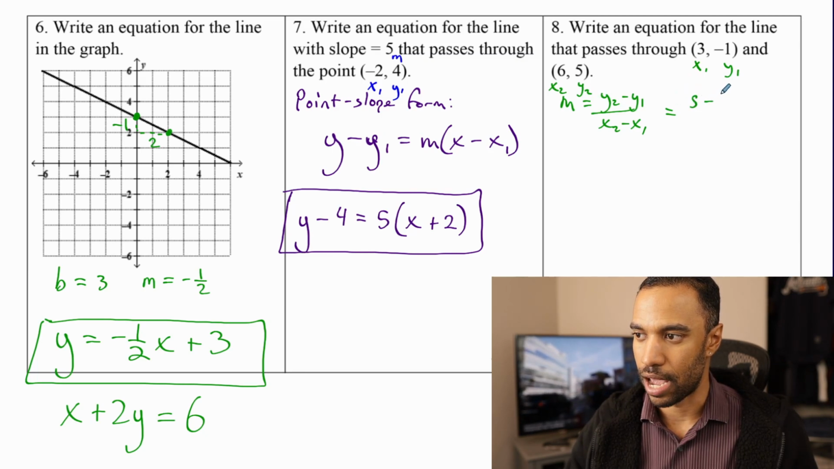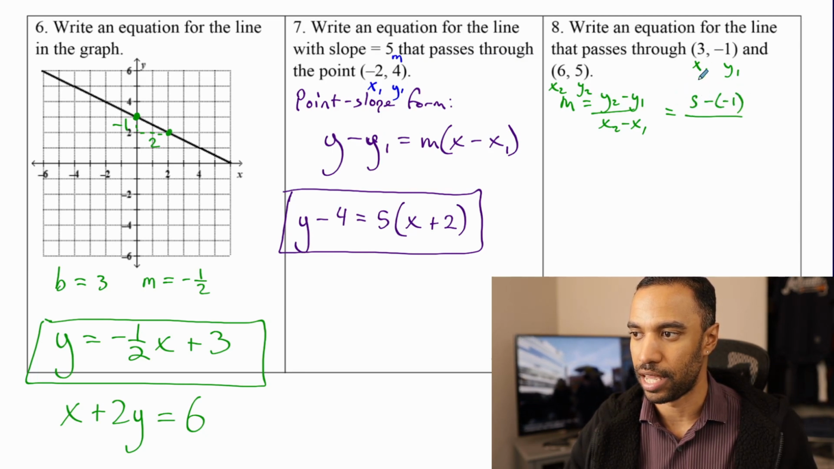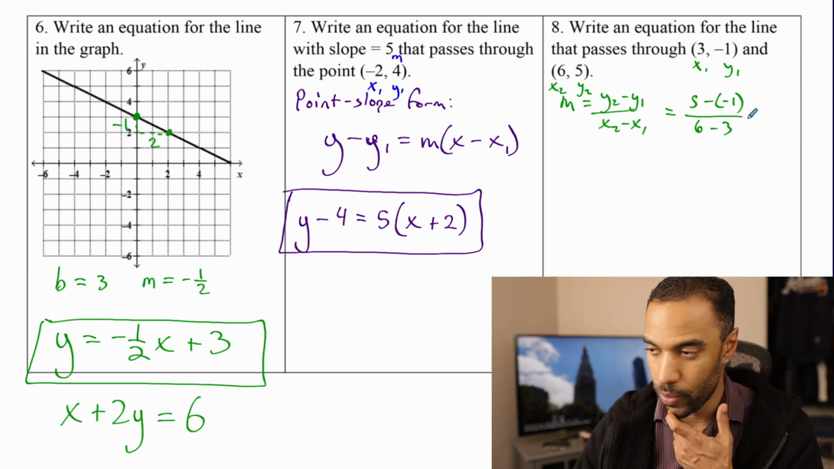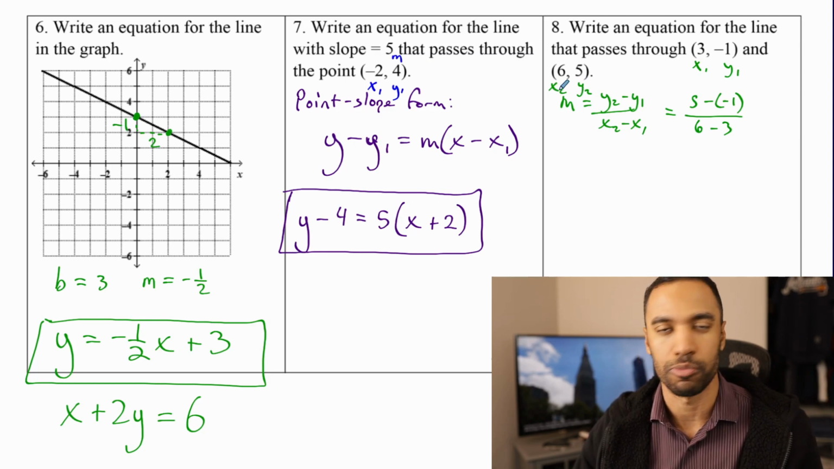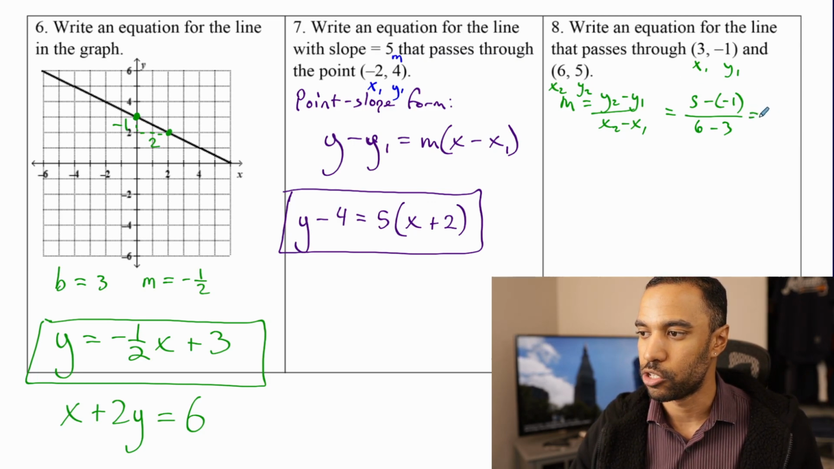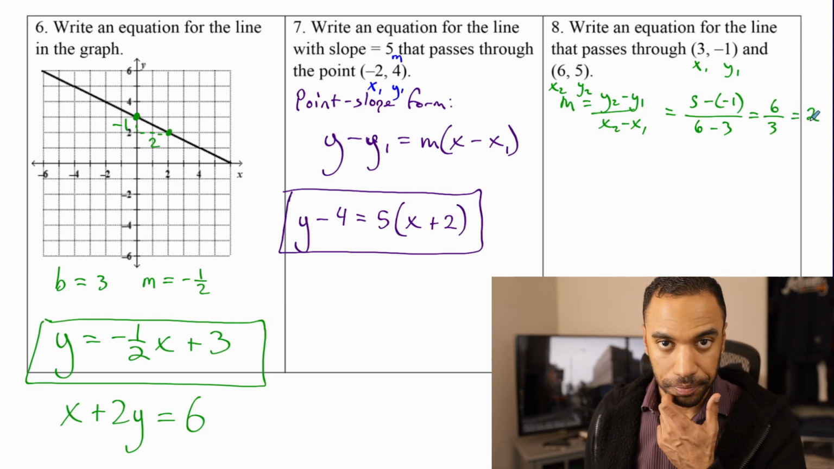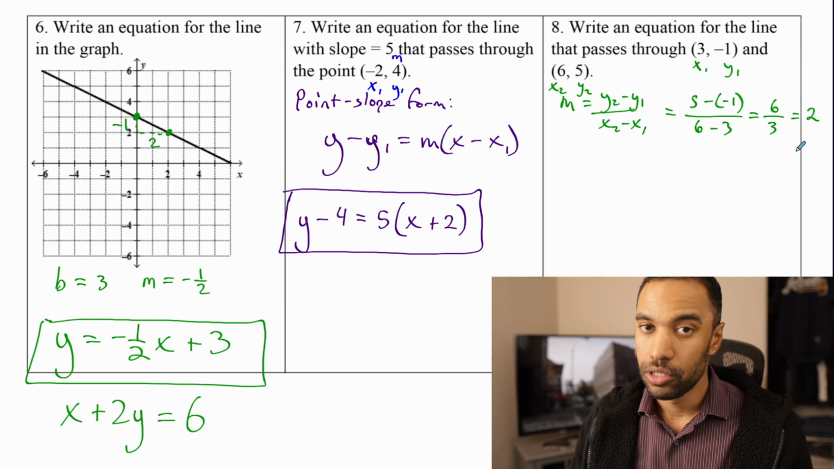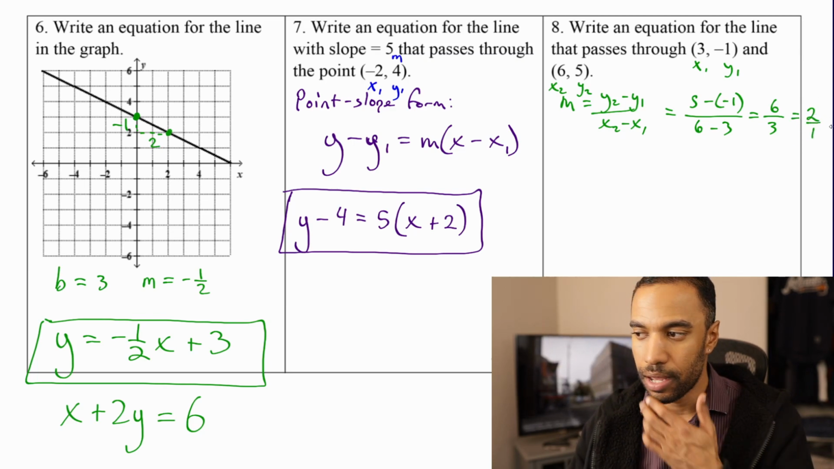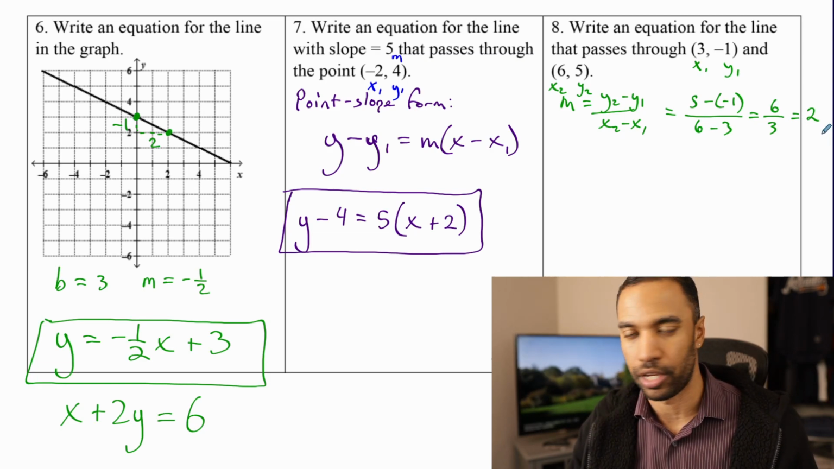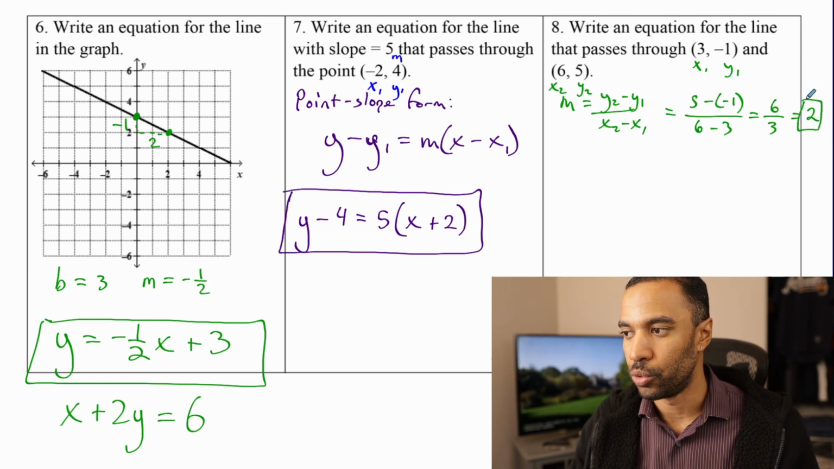y2 is 5, y1 is -1. We do 5 minus -1 over x2 is 6, and x1 is 3. Doesn't matter which order you write these, as long as if you choose y2 for here, this better be x2. Minus a negative is plus, 5 plus 1 is 6, 6 minus 3 is 3, and 6 divided by 3 is 2. So the slope here is 2, or 2 over 1, if you want to reduce it, because you knew if you graphed this, that's what you would do. I'm just going to go ahead and write 2 for the equation. So the slope is 2.